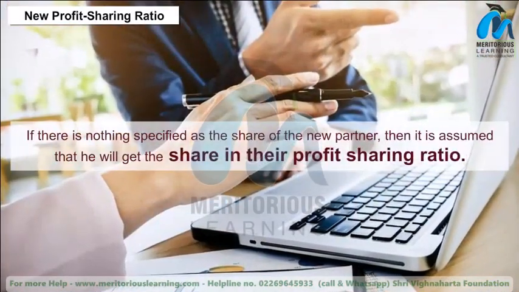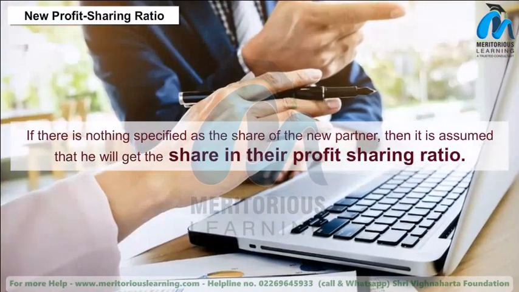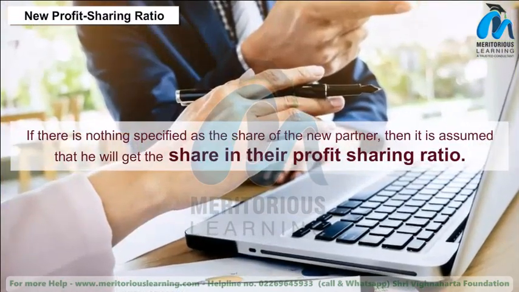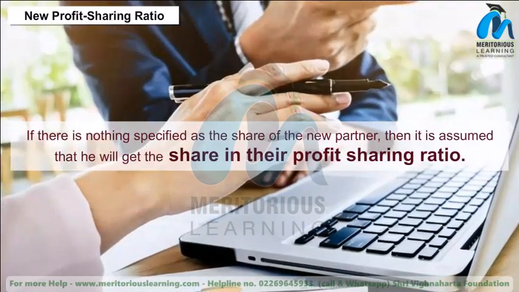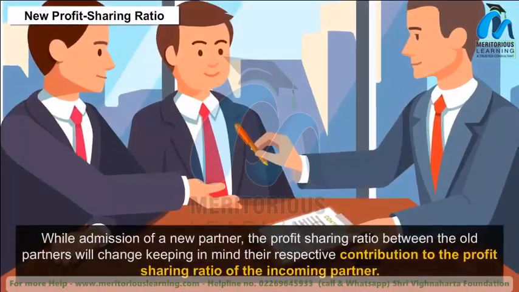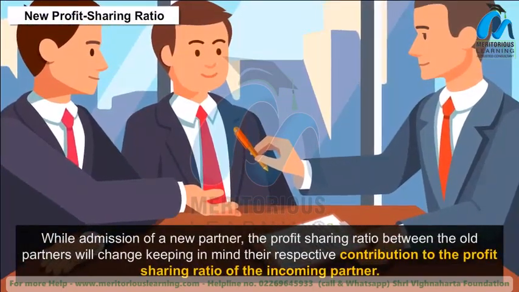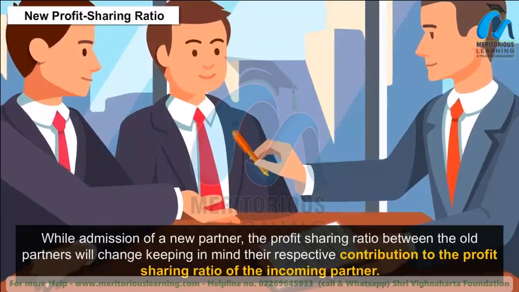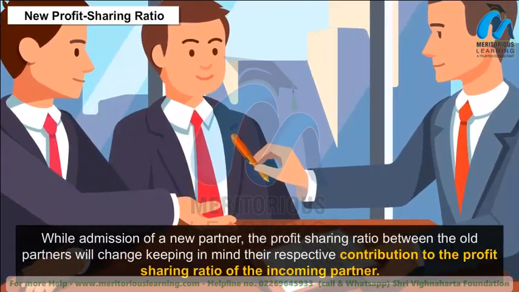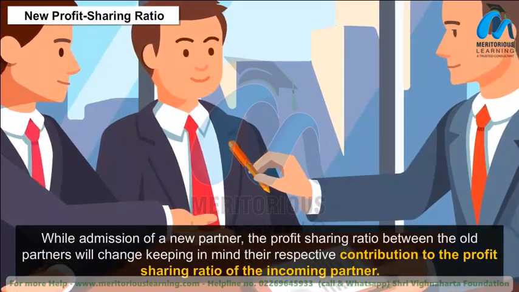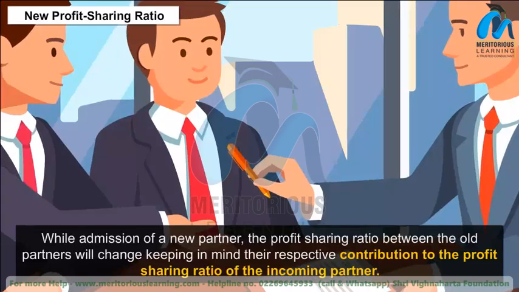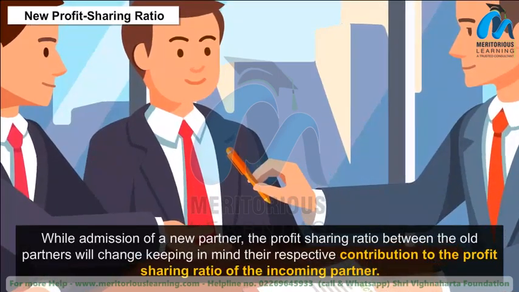If there is nothing specified as the share of the new partner, then it is assumed that he will get the share in their profit sharing ratio. While admitting a new partner, the profit sharing ratio between the old partners will change, keeping in mind their respective contribution to the profit share of the incoming partner.